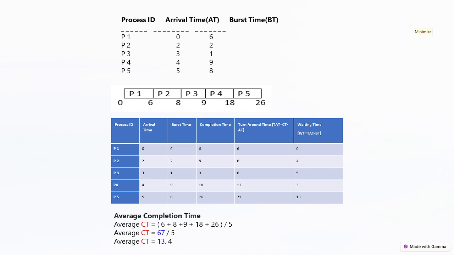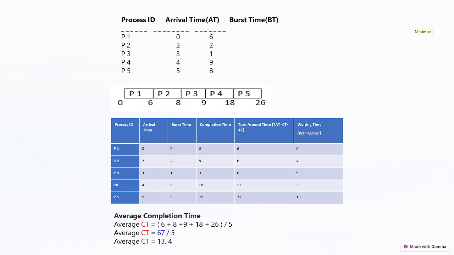In the Gantt chart, we have placed the 5 processes. So in this order, the CPU will execute these processes: P1, P2, P3, P4, P5. So first we have to place P1. For P1, the arrival time is 0, so initially we put 0 in that box. After completing the process P1, we have to mark 6, because 6 is the burst time for P1.